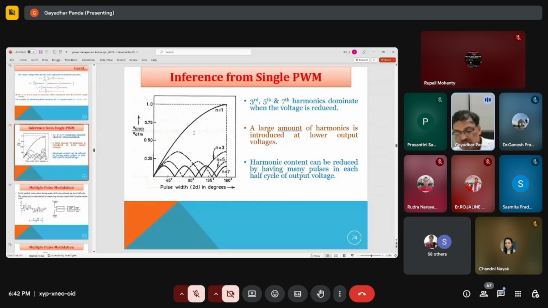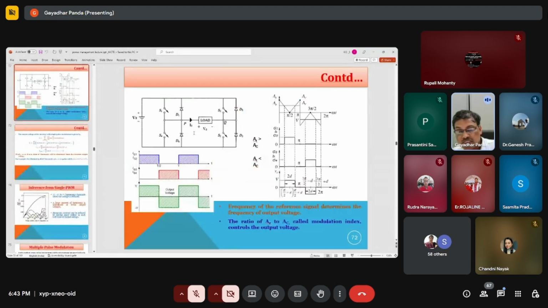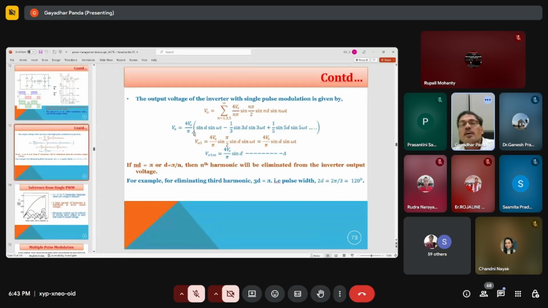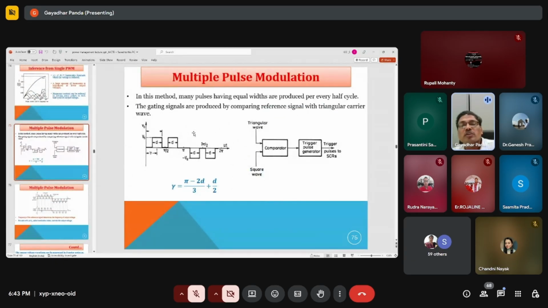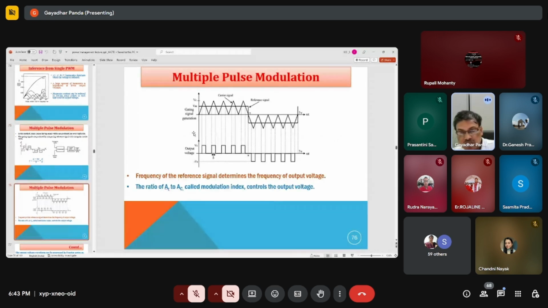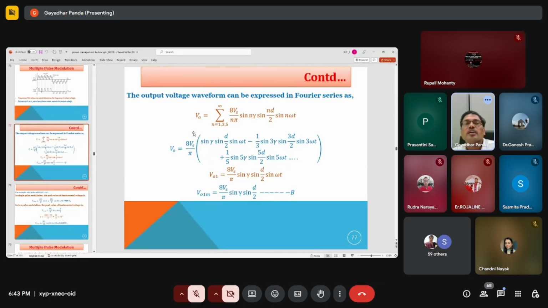Because these are the rectangular output voltage from the single phase inverter, you can calculate that harmonic content by using the Fourier series. And here the harmonic content is more. Next, to reduce the harmonic content, we are going for the multiple pulse modulation technique. Here, with a number of pulses over the half cycle, if you derive the Fourier series, you will find comparatively less harmonics.